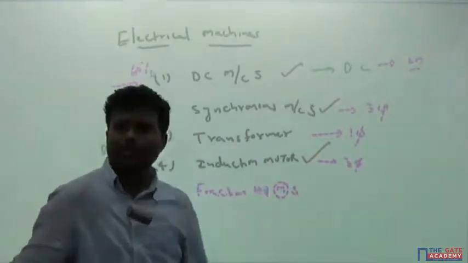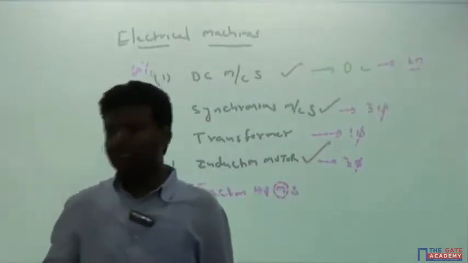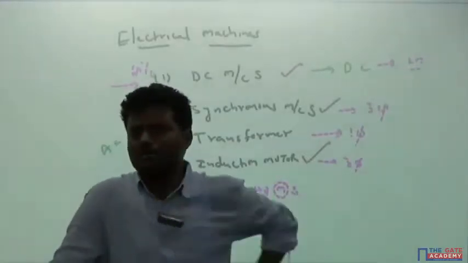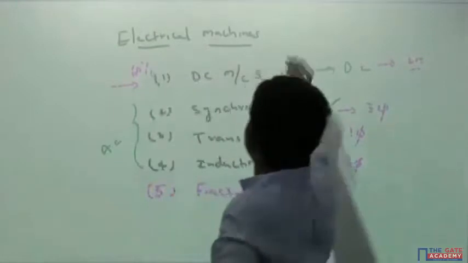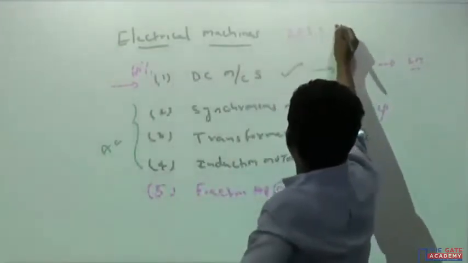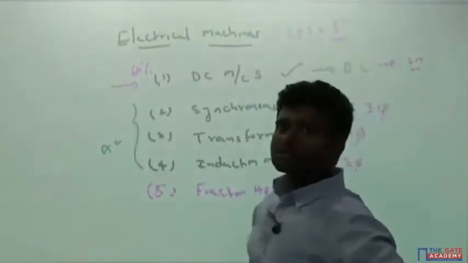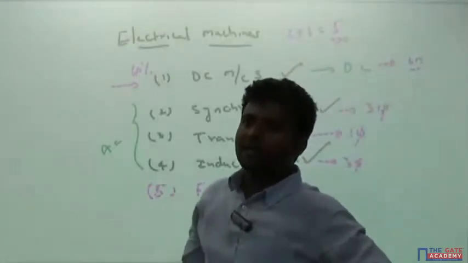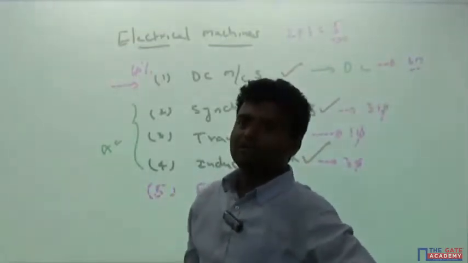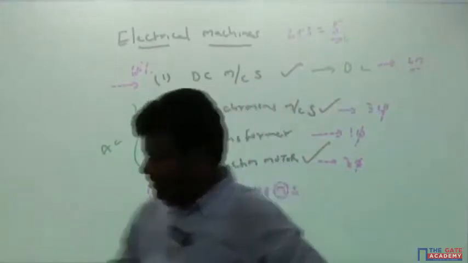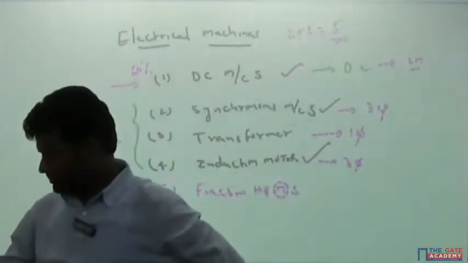We'll discuss one by one, and if you have any doubt, you can ask me, not even a simple thing also. You can even ask me something like 2 plus 3 is equal to 5, how it is. Such a simple thing you can ask me, and I can explain better how the 5 comes. But anyway, we'll go in detail with the subject.